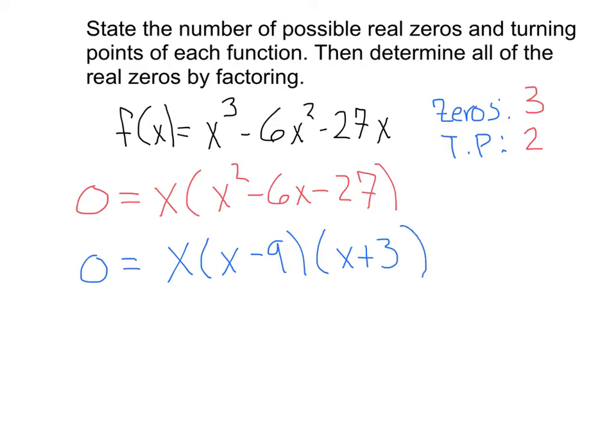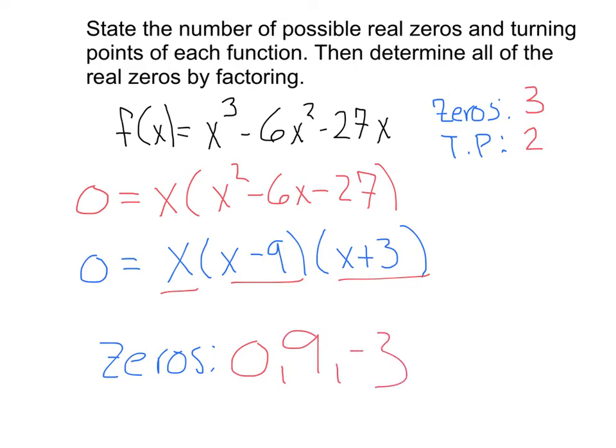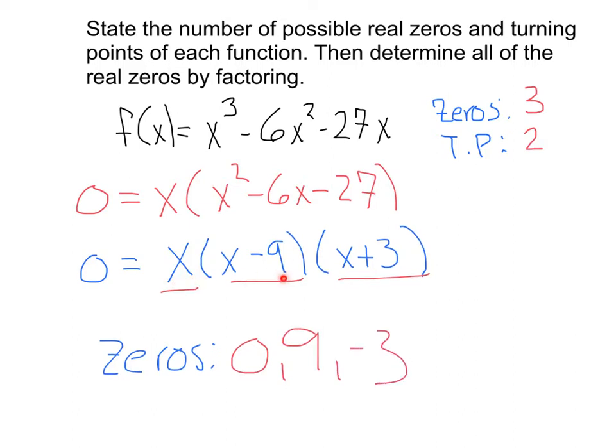Now that I'm fully factored, I know that I'm going to get my zeros. Here are my different zeros that I'm going to have. I'll get my zeros of 0, positive 9, and negative 3. And I just got those by solving, setting each of these equal to 0.